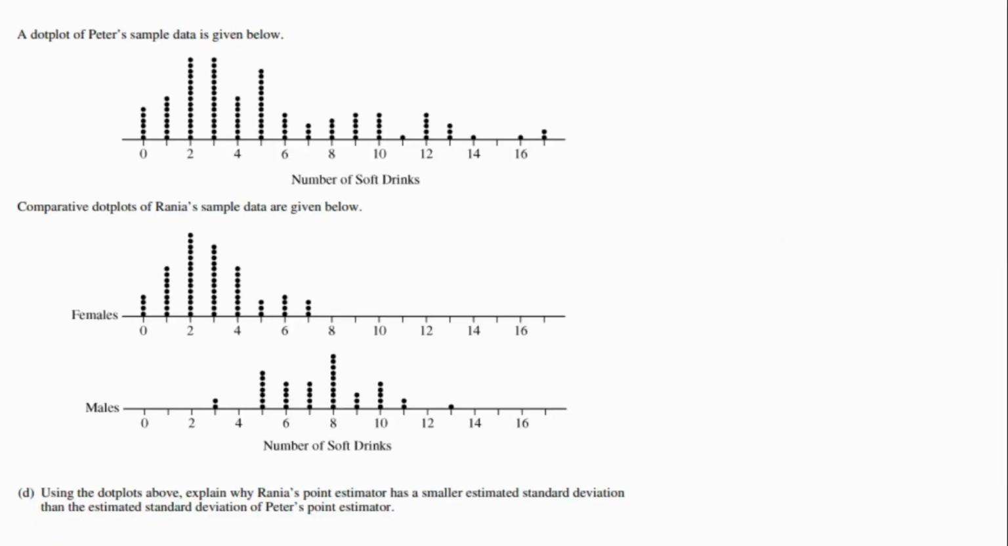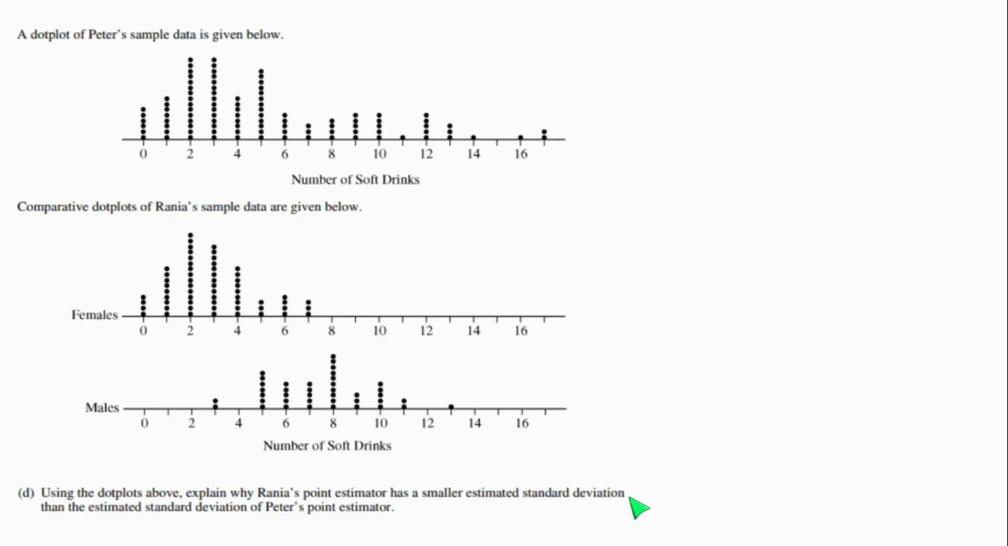And last but not least, part D. We have a dot plot of Peter's sample data given below, and we have dot plots for the females and the males for Rania's data. Part D. Using the dot plots above, explain why Rania's point estimator has a smaller estimated standard deviation than the estimated standard deviation of Peter's point estimator.